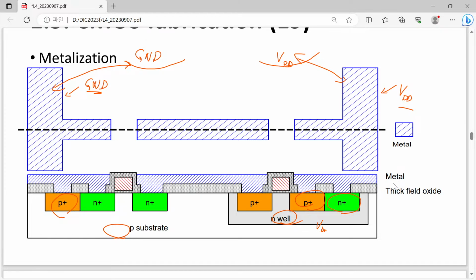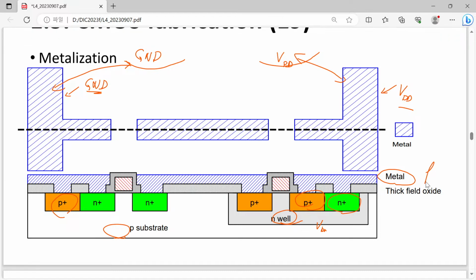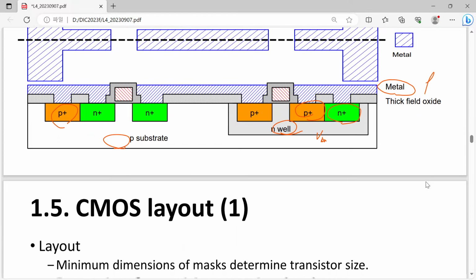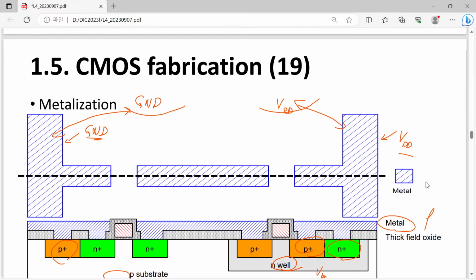Although we have shown only the first metal line, usually called metal 1, we have plenty of layers in the real technology. More than 10 layers of metal lines exist in current technology, so we have so many chances for wiring these metal lines. Okay, so now let's go to the layout, but that was all for our CMOS fabrication.